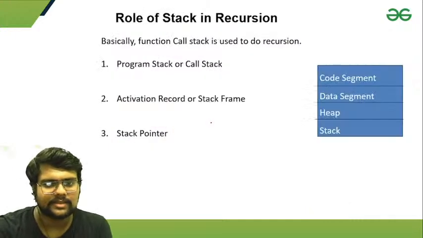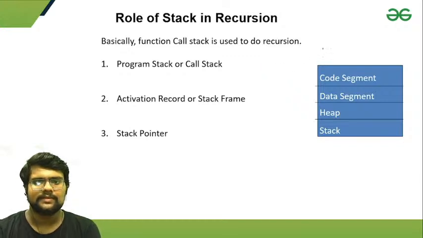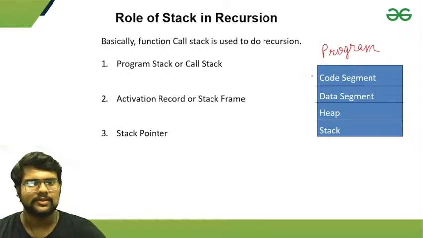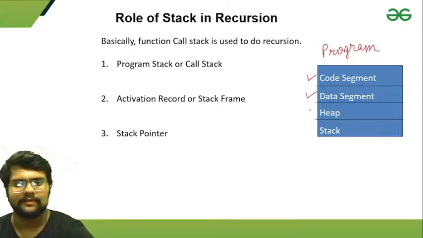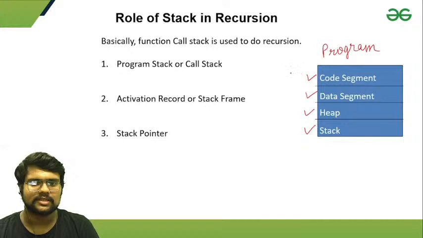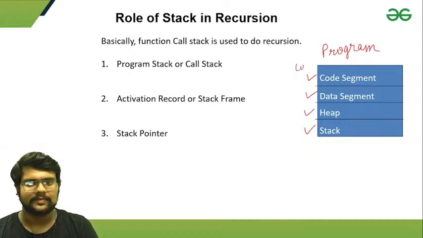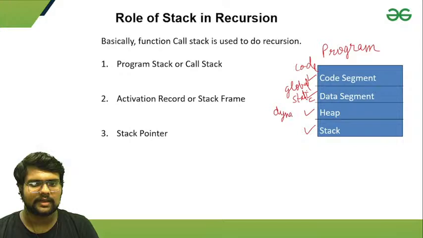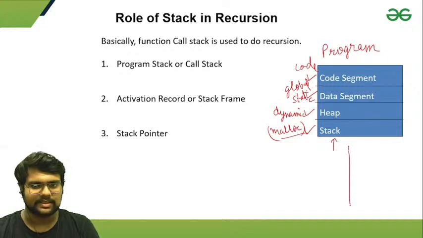Now let's see what is the role of stack in a recursion. As we know, when we load our program in main memory, our program looks like this. We have the code segment, then we have a data segment, then we have heap, then we have stack. In the code segment, program code will be there, and in the data segment, global variables and static variables will be present. And in the heap, dynamically allocated variables will be there, by using malloc or calloc. Then we have the stack.